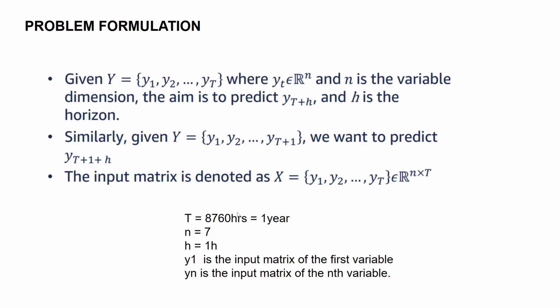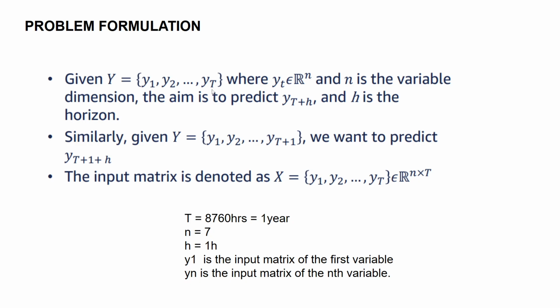So what are we trying to solve? The dataset is multivariate time series data which contains multiple variables. So we are going to forecast our target variable based on all other variables. So given that we have y equals y1, y2 up to yn, where y1 is the input matrix of the first variable, in this case let's say temperature, and yn is the input matrix of the nth variable.